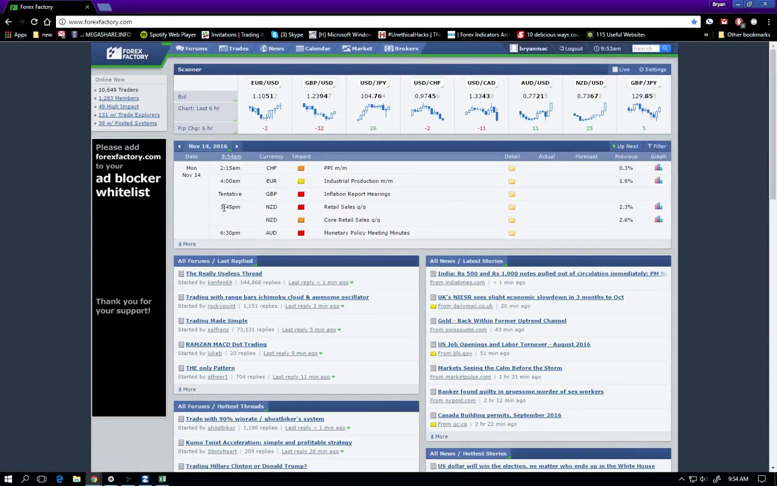Here we go. NZD, 3:45 p.m. Do not trade. AUD USD, that's a major pair, but what is it? 6:30 p.m. Spread's going to be too high. We do not trade. Liquidity or volume's going to be too low also.